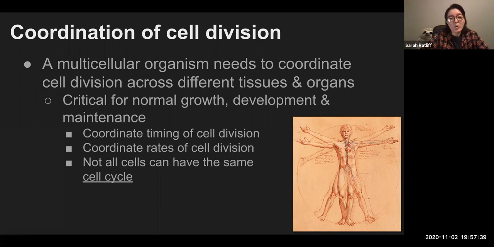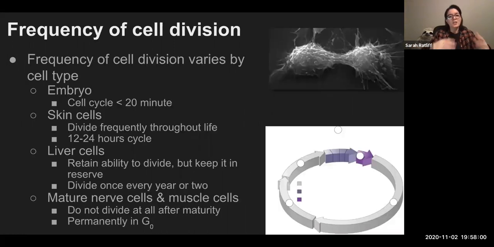So they need to coordinate this cell division. Can't have too much, can't have too little. We need that sweet spot and we need to coordinate that. Not all cells have the same cell cycle. Some cells may take longer in the process. Some may need to be reproduced quicker. So let's look at different types.